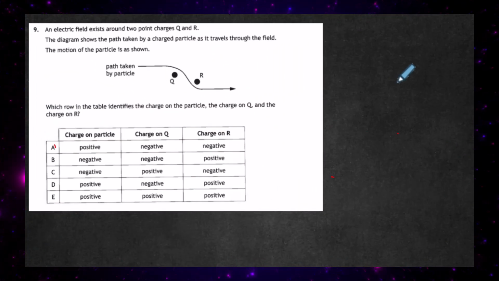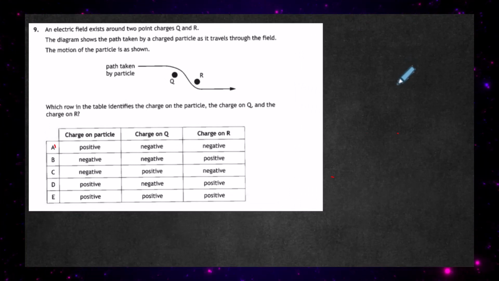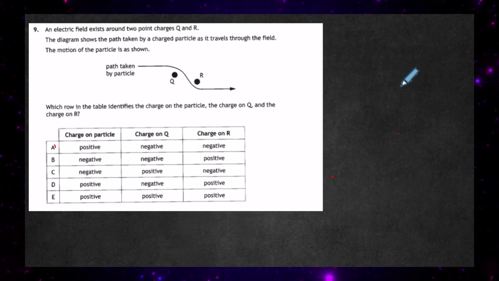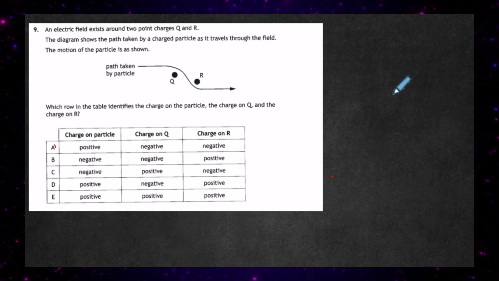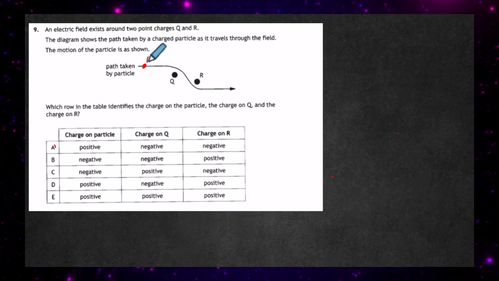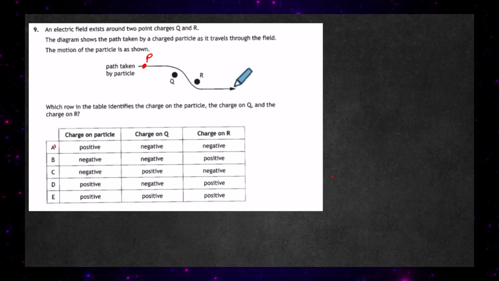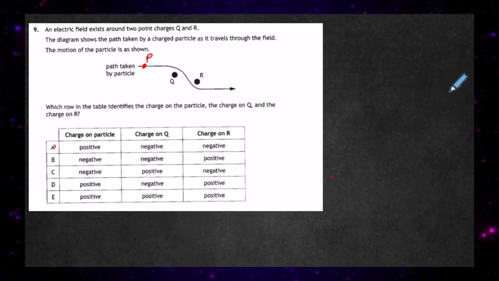Question 9 from Section 1 of the National 5 exam. An electric field exists around 2 point charges Q and R. The diagram shows the path taken by a charged particle as it travels through the field. The motion of the particle is shown there, so we'll just draw in the particle P, and that's the path it takes through these two charges. Which row in the table identifies the charge on the particle and the charge on Q and the charge on R?